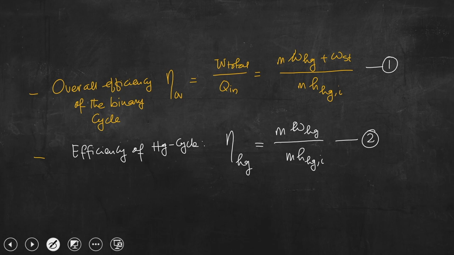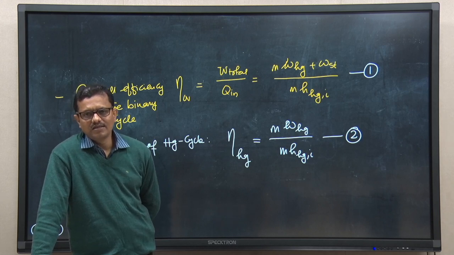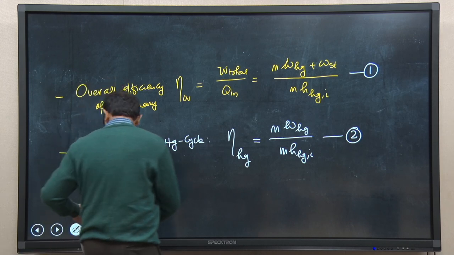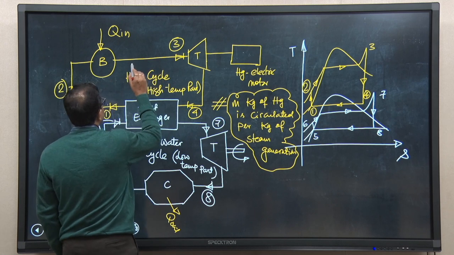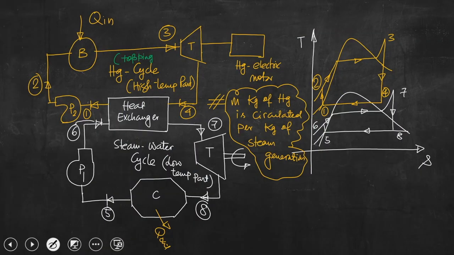Next objective should be, since we are discussing the analysis of the binary fluid cycle, till now we have calculated the overall efficiency as well as the efficiency of the HG cycle, that is the topping cycle. Let me go back to the previous slide. This cycle is also known as the topping cycle, and this is known as the bottoming cycle. Our next objective should be to look at the processes of the bottoming cycle and from there try to calculate the thermal efficiency of this cycle.